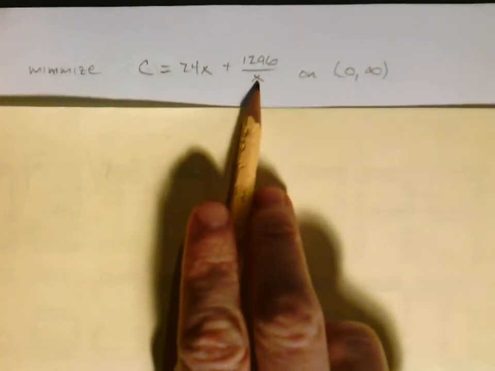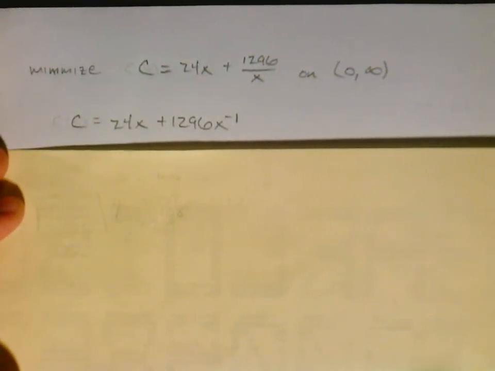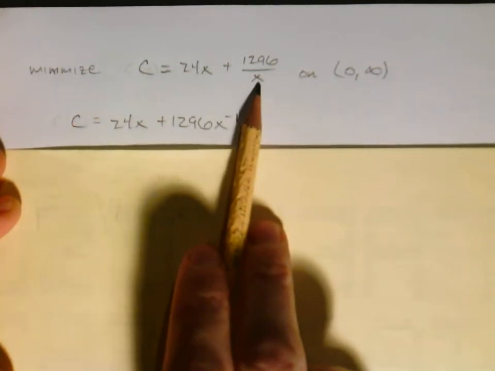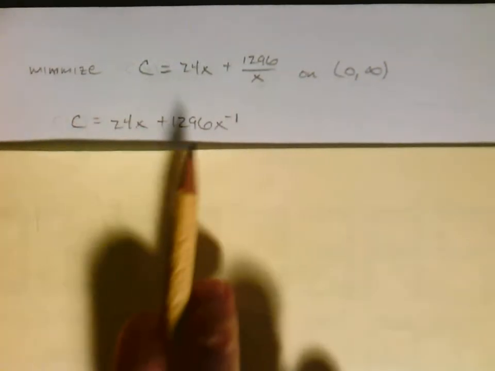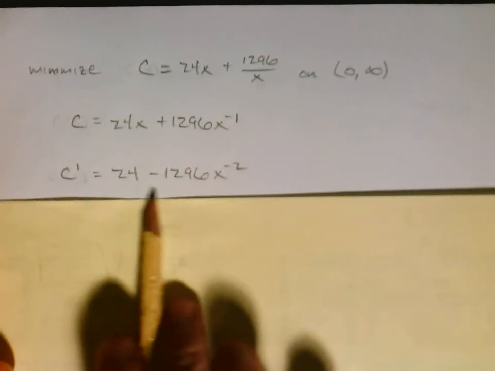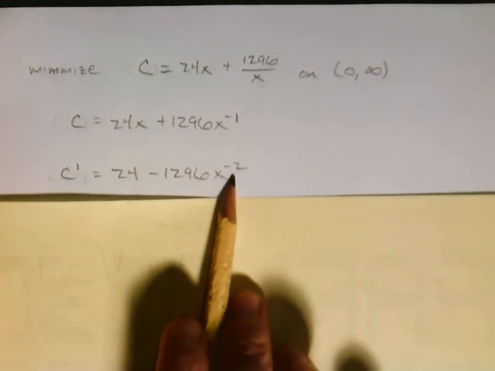Okay, so here we go. We want to minimize c equals 24x plus 1296 over x on that interval 0 to infinity. Now, because we're going to take a derivative, I'm going to rewrite that second term. Think of it like this: 24x plus 1296 x to the negative 1. Much easier to take a derivative this way than with the quotient rule. Okay, so if I go ahead and take the derivative now, boom, got it. 24 minus 1296 x to the negative 2 when I subtract 1.